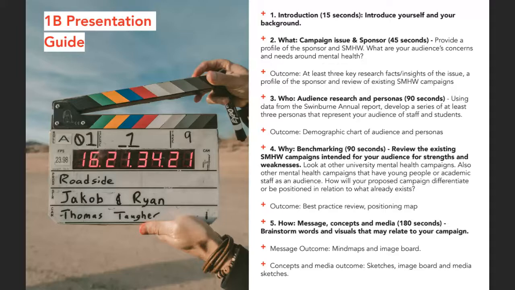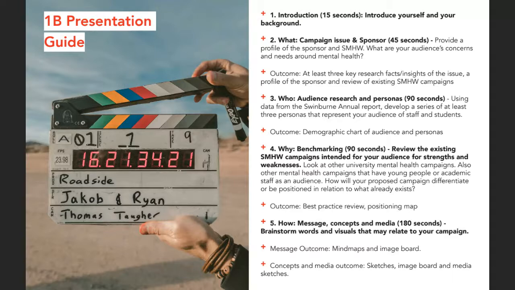Okay, so the 1B presentation guide. Here is just a suggestion of how you might break down that time. So introduce yourself, then describe your campaign, issue and sponsor. You want to include at least 3 key research facts or insights about the issue, a profile of the sponsor, and a review of the existing Swinburne mental health campaigns. Then, who is your audience? You want to include demographic information in your personas.